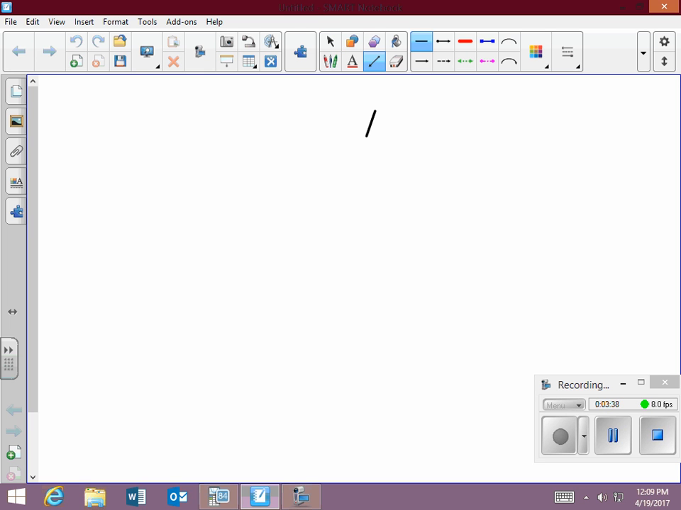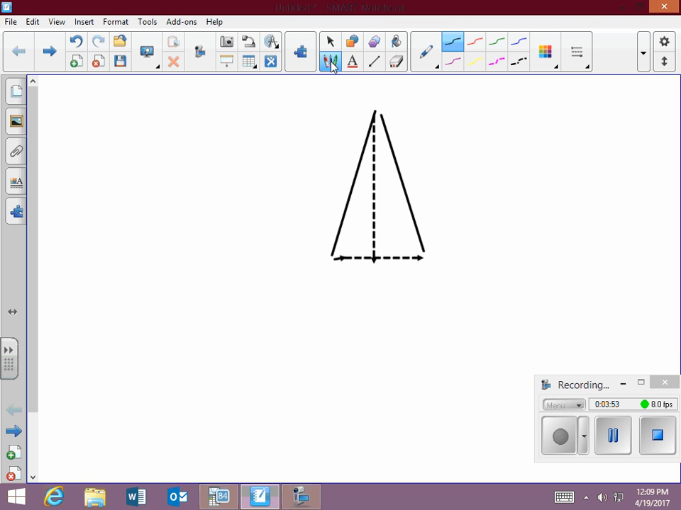That's only if you have an isosceles triangle where this side and this side are congruent. Then a median, that dotted line that comes down from the vertex, bisects this angle in an isosceles triangle.